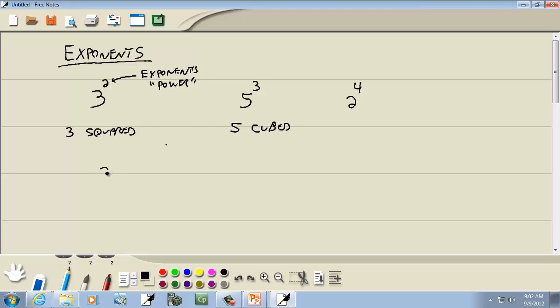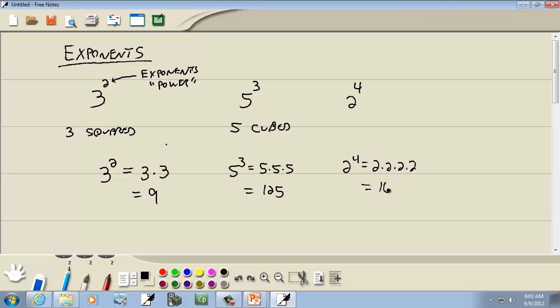Well, if I have 3 squared, for example, that exponent tells me how many times I'll multiply 3 times itself. So 3 squared would be 3 times 3, or 9. 5 to the third, the exponent's 3, so we're going to have 3 5s. Well, 5 times 5 is 25, times another 5 is 125. And 2 to the fourth, since the exponent's 4, we'll have 4 2s. 2 times 2 is 4, times another 2 is 8, times another 2 is 16. So that's what an exponent does.